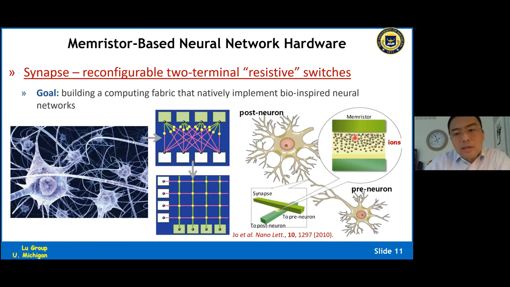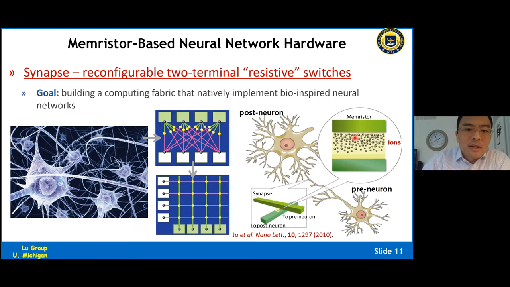But that's not the focus of my talk. What we want to do is to actually use these devices for computing. This is driven by the fact that it's already being commercialized, so we have to think about new directions, right? When we think about this, it makes perfect sense to try to use this to emulate a synaptic device, okay?